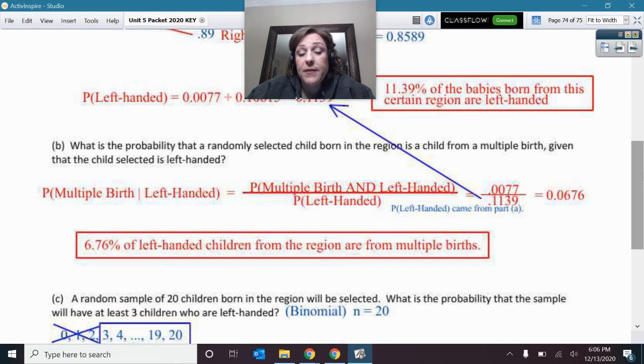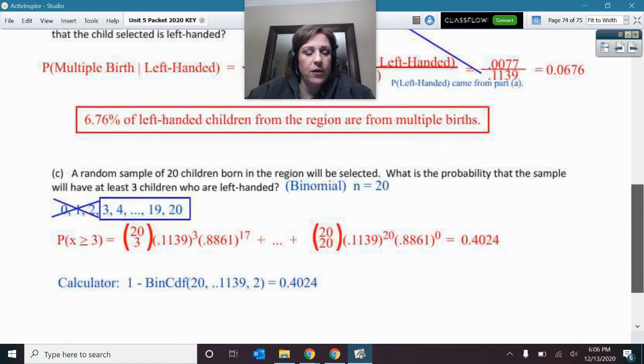All right, so here we go. What's the probability that a randomly selected child born from the region that is multiple birth, given that the child is left-handed? So see, that's going to use that probability from part A. So that's the total, and then the part that's from multiple births is on top. So actually just 6.76% chance that they were from the multiple births if we know that they were left-handed.